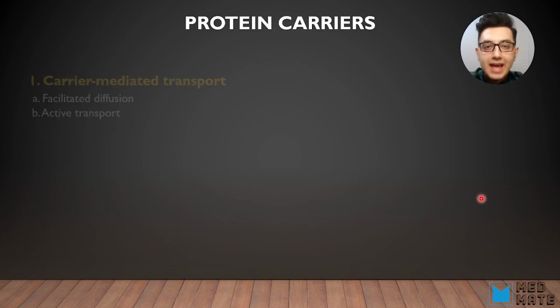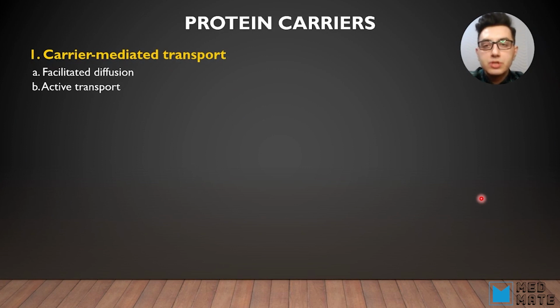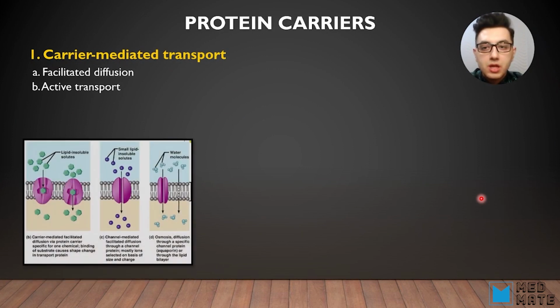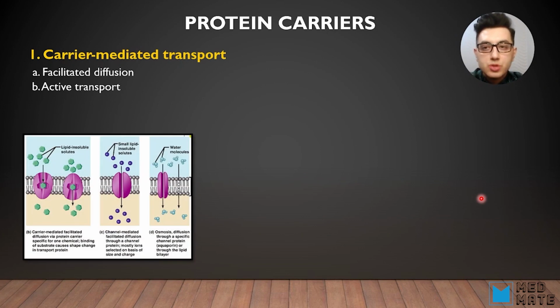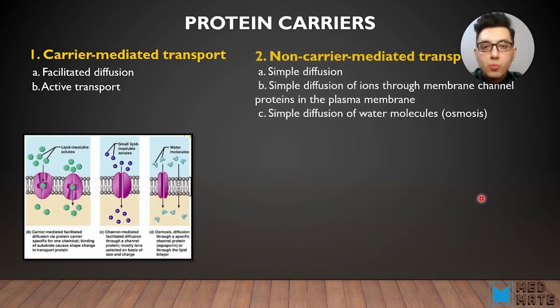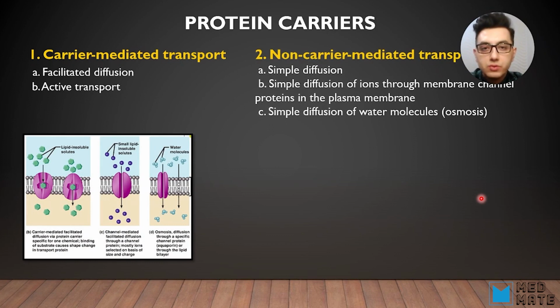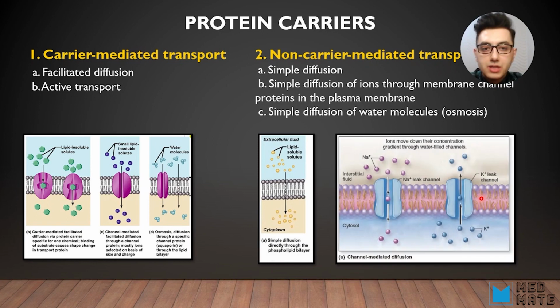Now, based on protein carriers, we can divide transport into carrier-mediated transport, which is facilitated diffusion and active transport. So we need a protein or a channel to conduct these kinds of transport. And non-carrier mediated transport, like a simple diffusion of ions through membrane channels, or simple diffusion of water molecules, for example, osmosis.